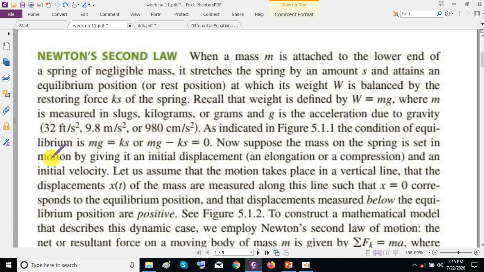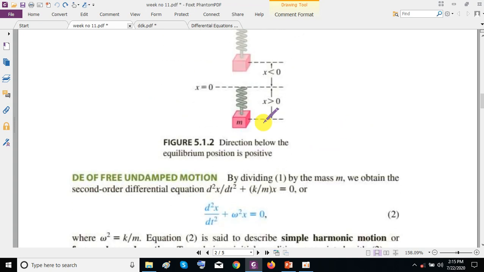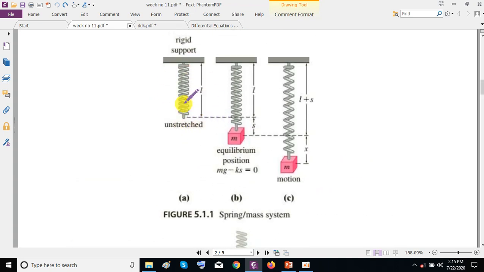So these are the values of g as indicated in figure 5.1.1. Look at this one. This is an unstretched spring. Then we put some mass on the spring, so it stretches by an amount s. And this s is directly proportional to the amount of mass, the weight, which we attach to the spring.